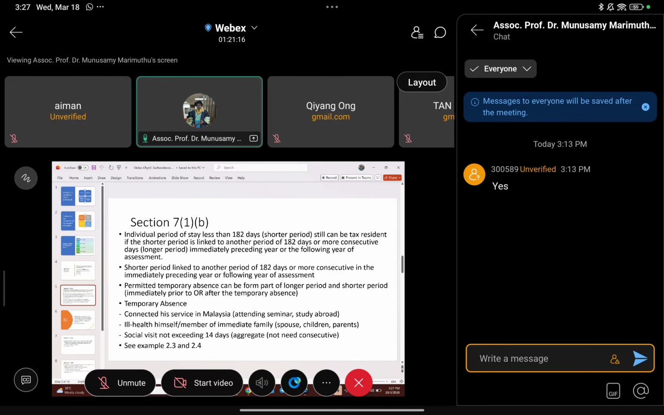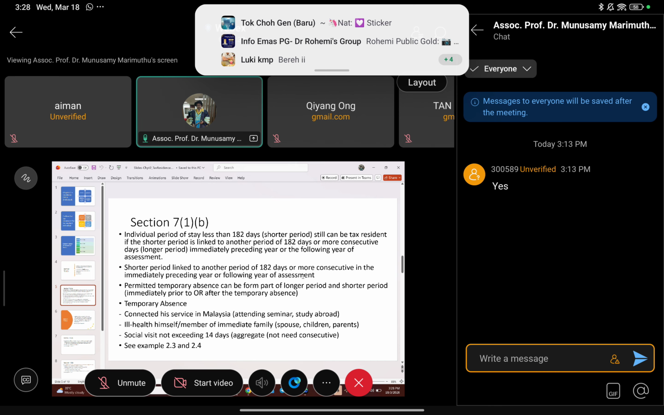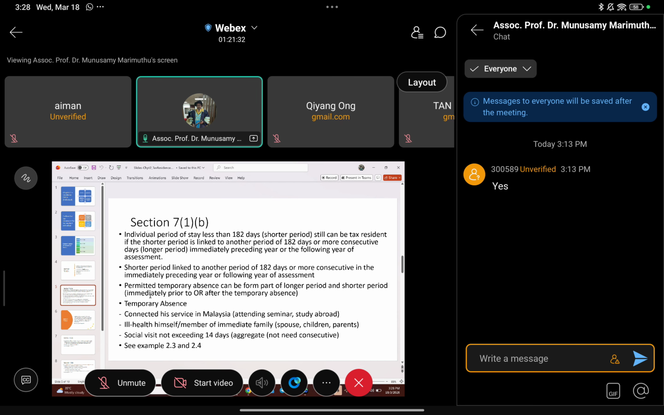So we'll do more questions. In short, I'll let you know. Just think that if the year in question is less than 182, you can still become a resident if either before or after it is linked to a period which has more than 182. Yes. And during that link, during that length, the temporary shorter period or longer period, there is permitted temporary absence.